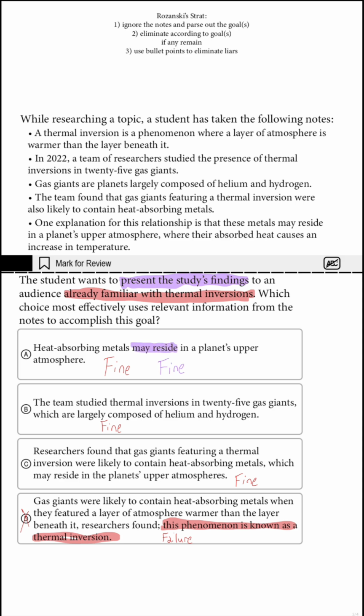A is fine, I guess. This may reside seems to be something that's findings based. B dies in this moment. The language of studied is a complete failure. I want the findings, not part of the process. Then I move on to C, and C is pretty cute too. The found may reside is quality language.